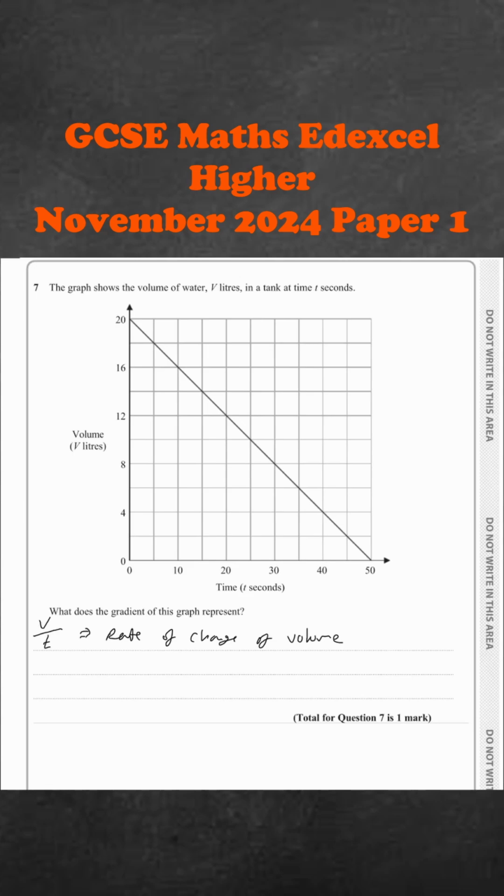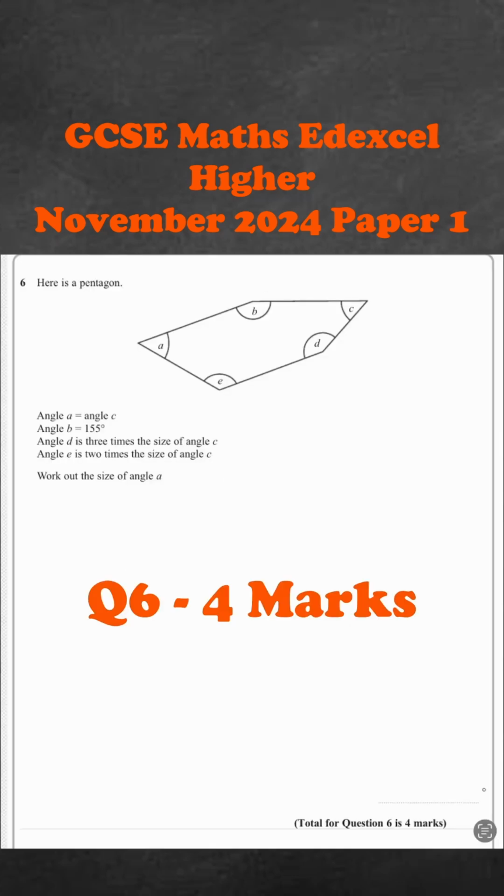Also acceptable was the rate of water poured, the speed of the pouring of the water, how fast the water is being used, etc. Question number 6. Here is a pentagon. Angle A equals angle C, angle B equals 155 degrees, angle D is 3 times the size of angle C, angle E is 2 times the size of angle C. Work out the size of angle A, which is the same as working out the size of angle C.